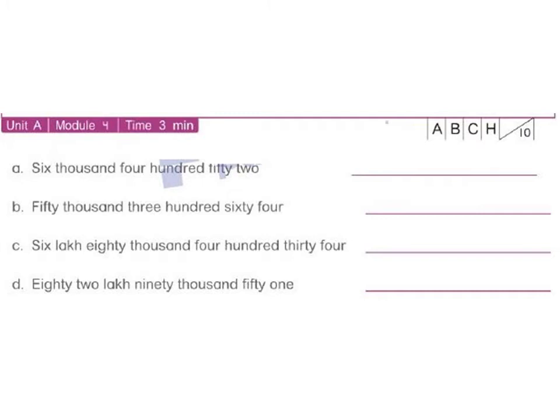Here in this module, we have to write the numbers in figures. The numbers in words are given, and from that we have to write them in figures. So the first one, 6,452. Second question is 50,364. Third one is 6,80,434. And the last one is 82,90,051.